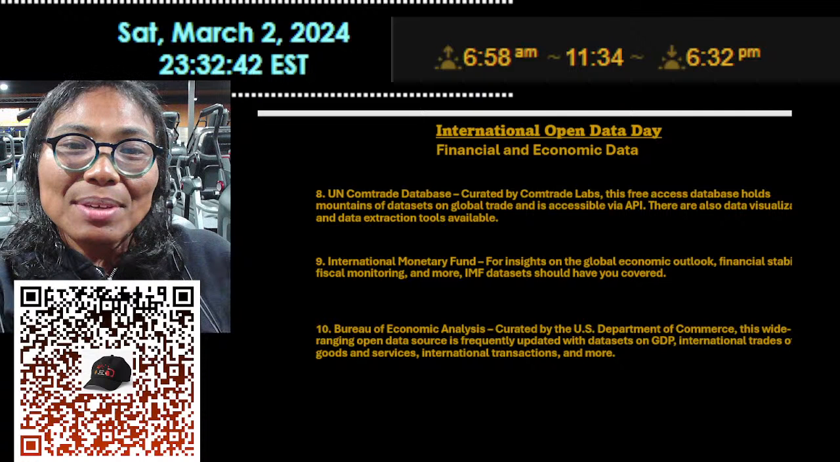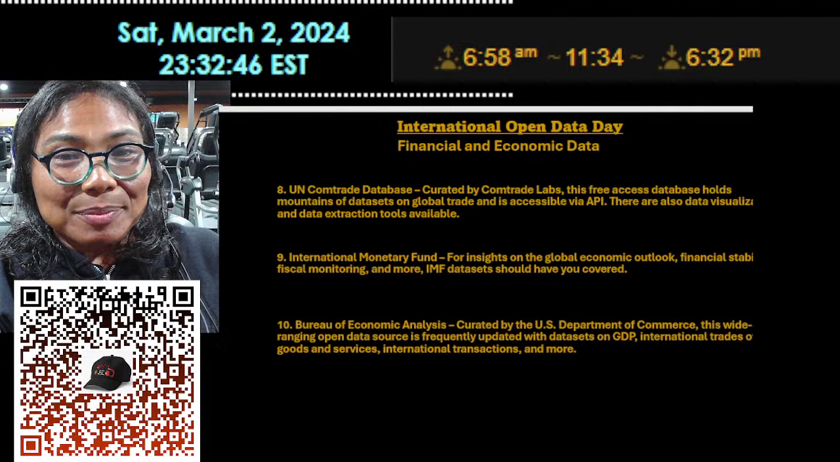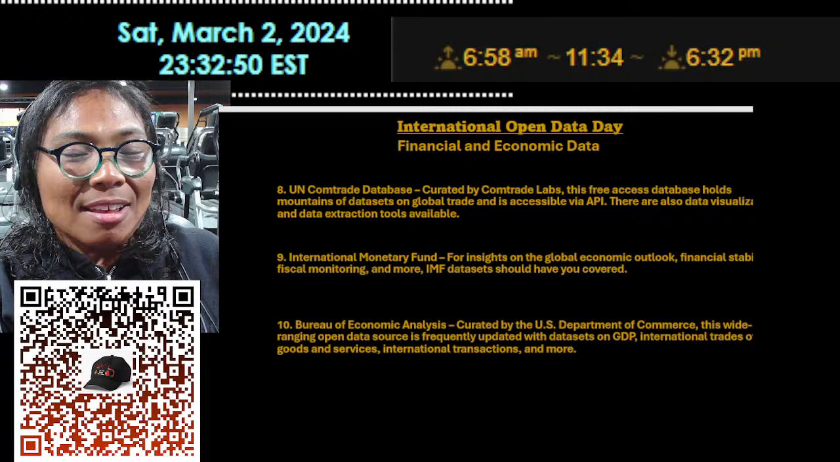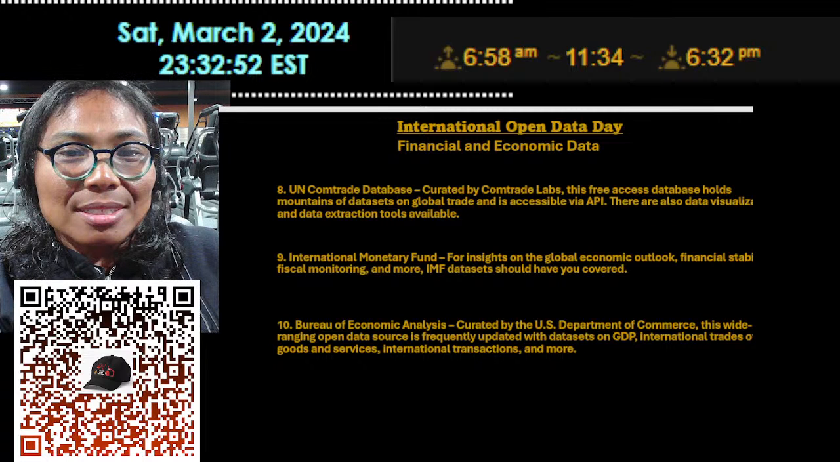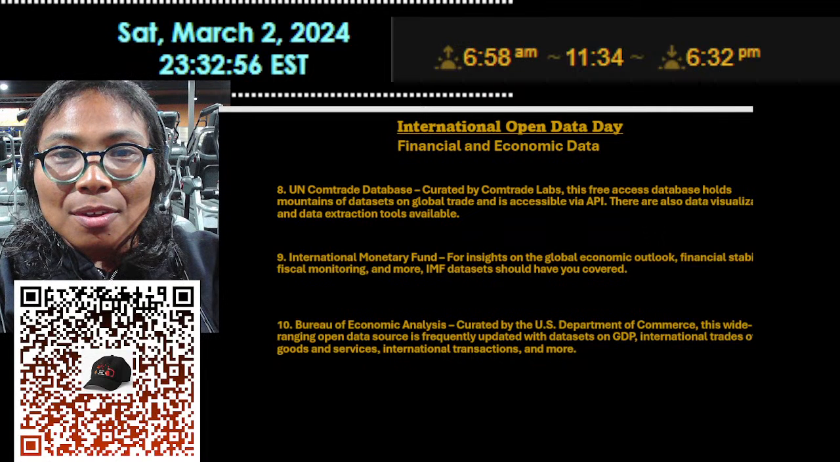Next up, we have the International Monetary Fund, IMF, for insights on the global economic outlook, financial stability, fiscal monitoring, and more. So the IMF database should always have you covered with that in mind.